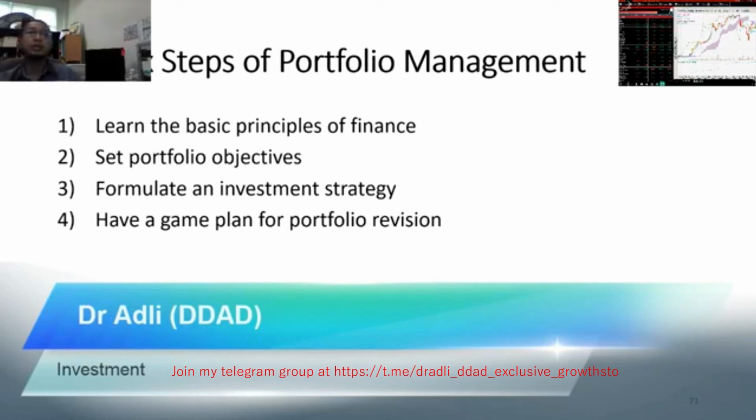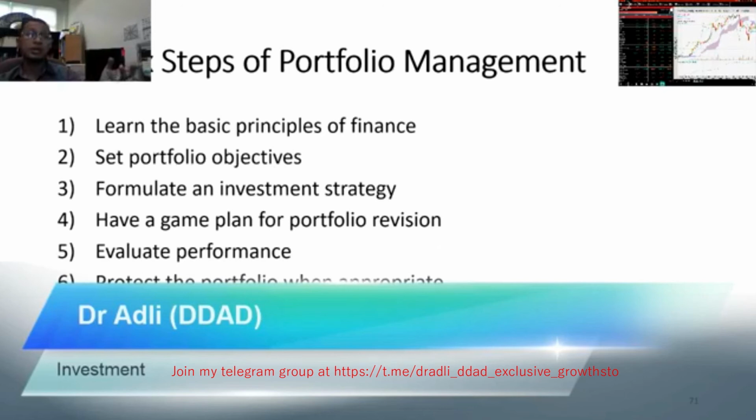So basically, you have to have a game plan. You have to revise your portfolio from time to time. Then you have to evaluate performance, whether you are actually making money or you are making losses. And number 6 is to protect the portfolio when appropriate.